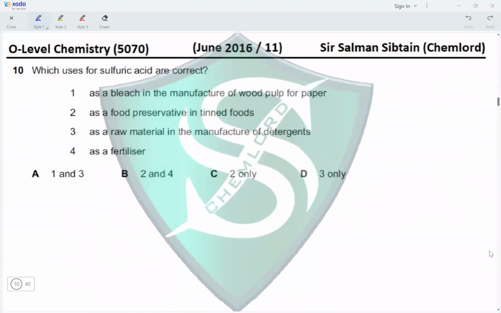Question 10. Which uses of sulfuric acid are correct? As a bleach in the manufacture of wood pulp for paper, this is the use of sulfur dioxide, not sulfuric acid. As a food preservative in tinned foods, also use of sulfur dioxide. As a raw material in the manufacture of detergents, this is the role of sulfuric acid. As a fertilizer, this is the role of ammonium sulfate or other ammonium salts, not sulfuric acid. Since the third use is the only one that is for sulfuric acid, the correct option for this question is option D.